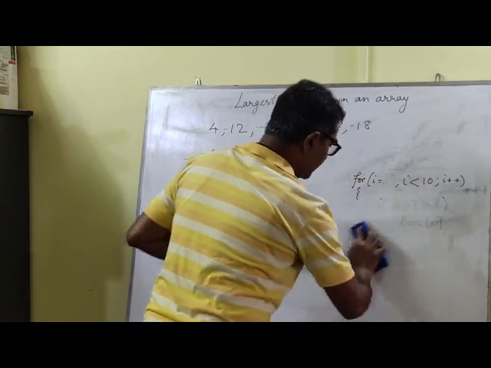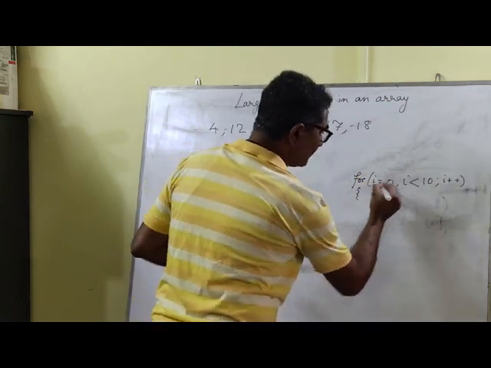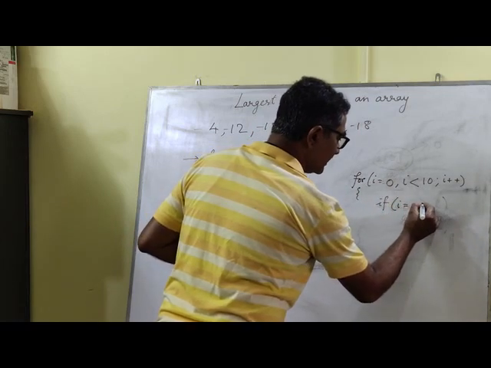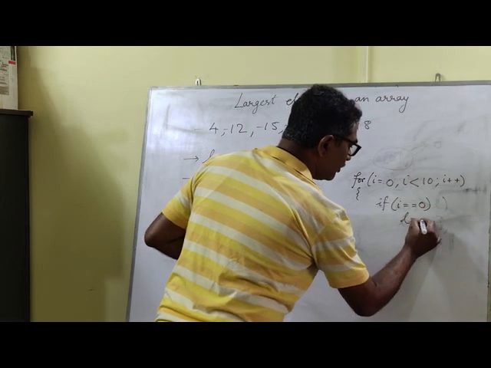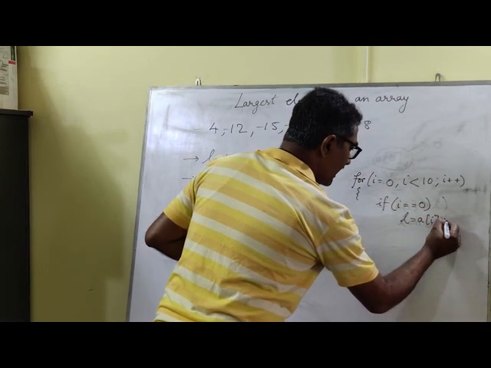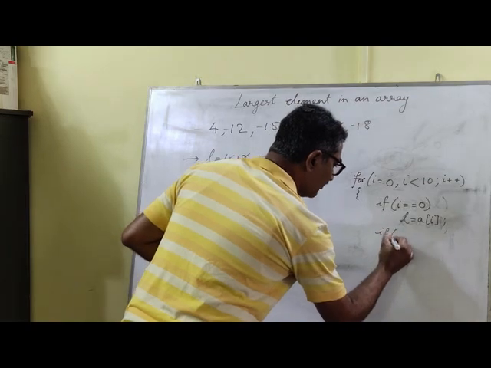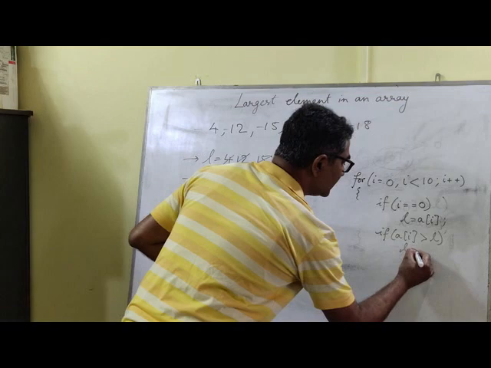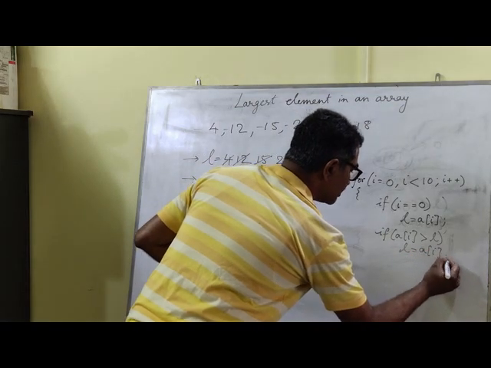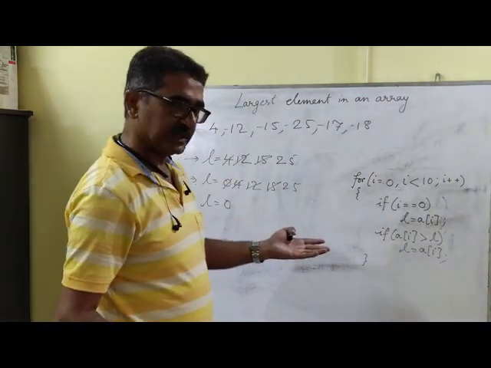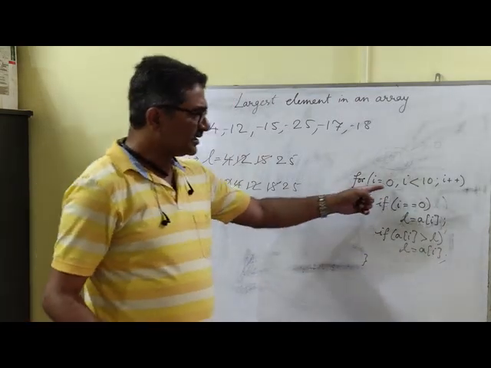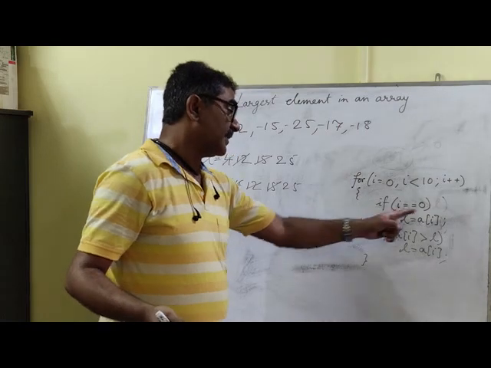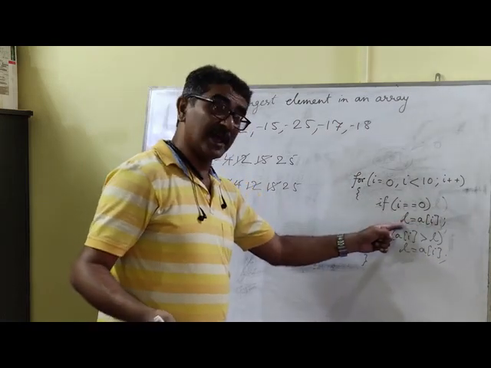So what we are going to do is, we are going to start with I equal to 0, and here we are going to put an if statement. If the value of I is 0, then L equal to A of I. And now, if the value of A of I happens to be greater than L, then assign the value of A of I to L. So we can do that. So here what happens is, when I is 0, when will I be 0? Only for the first time. That means the first element is being assigned to L.